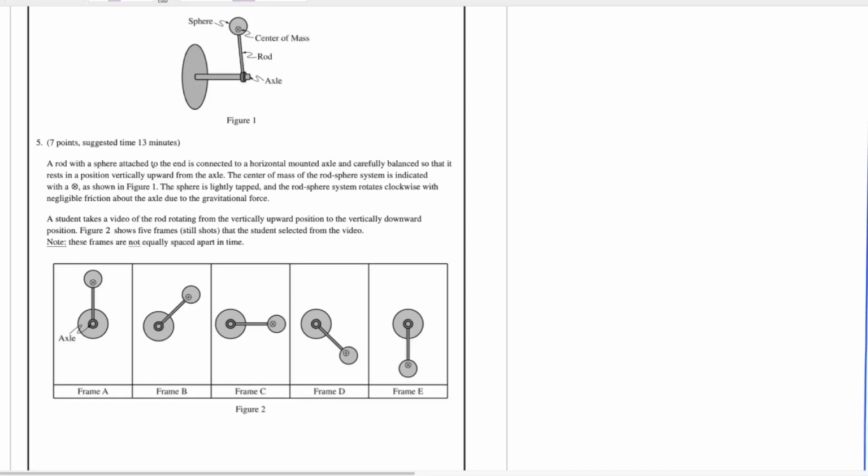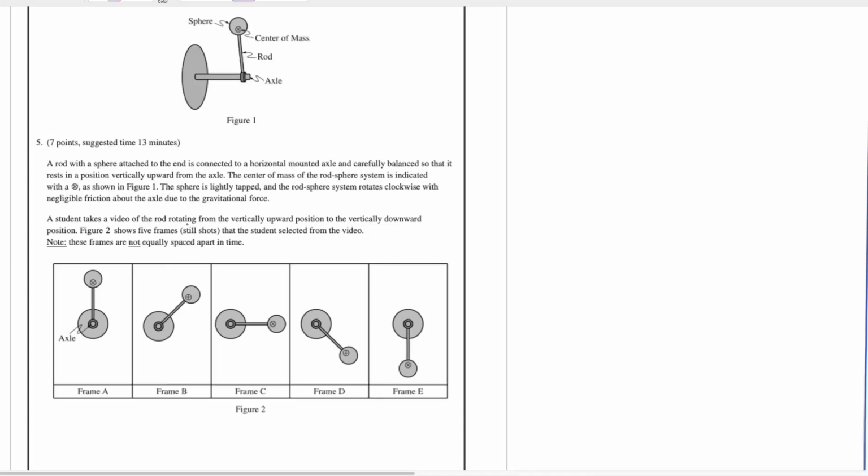Question number 5. A rod with a sphere attached to the end is connected to a horizontally mounted axle and carefully balanced so that it rests in a position vertically upward from the axle. This is vertically upward. The center of mass of the rod-sphere system is indicated with this symbol. Here is the center of mass of the sphere and the rod system. The sphere is lightly tapped, and the rod-sphere system rotates clockwise with negligible friction about the axle due to the gravitational force.